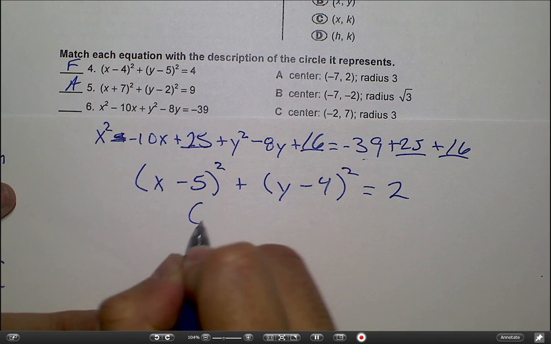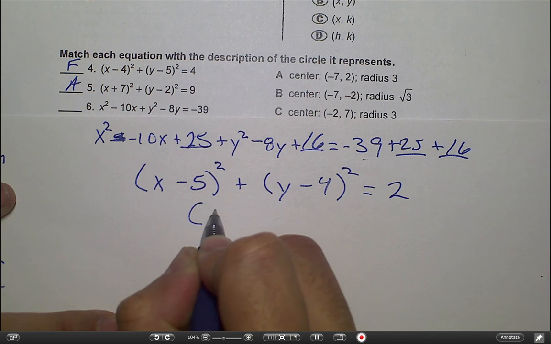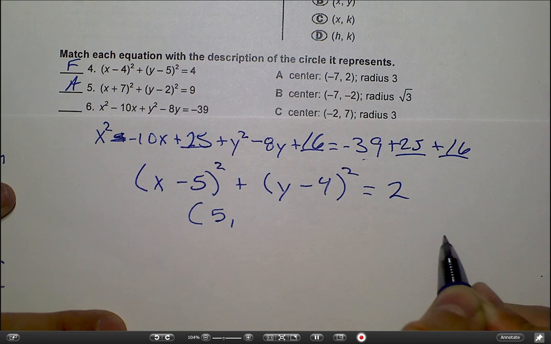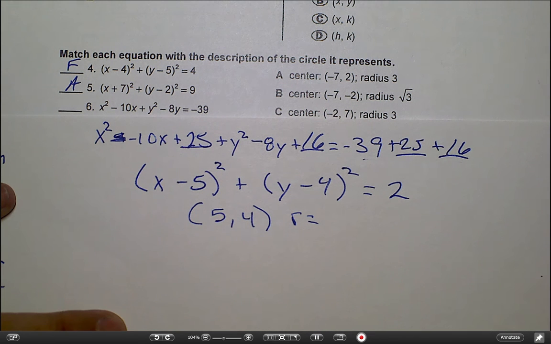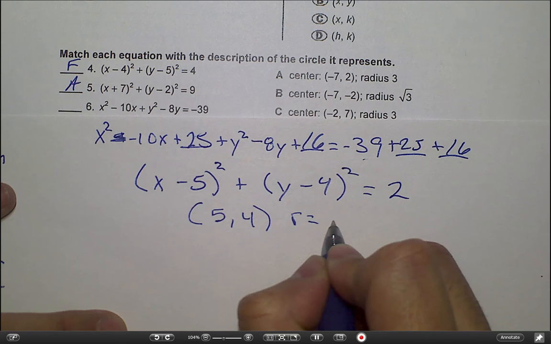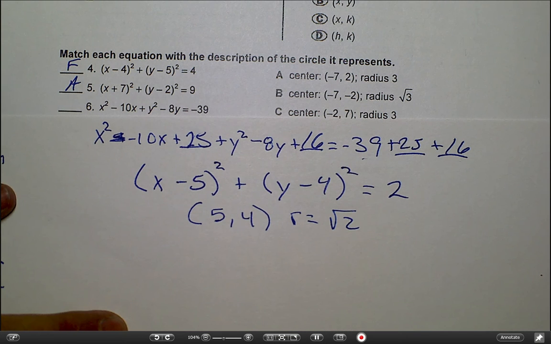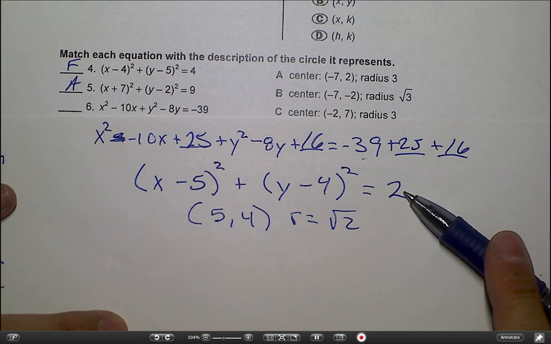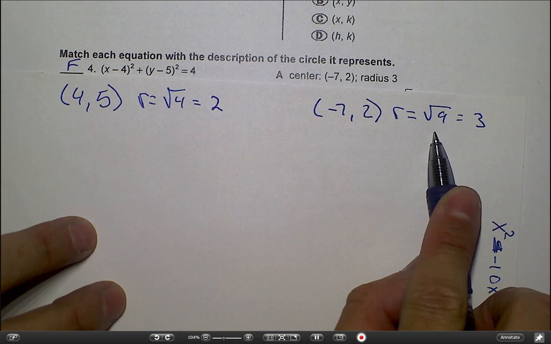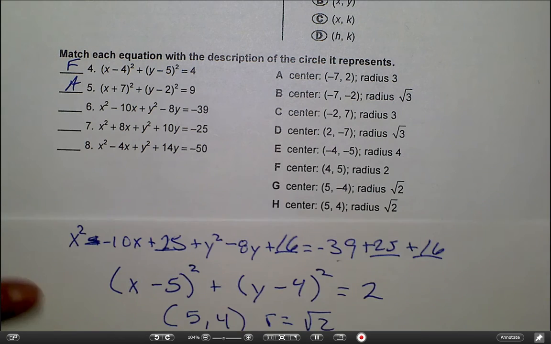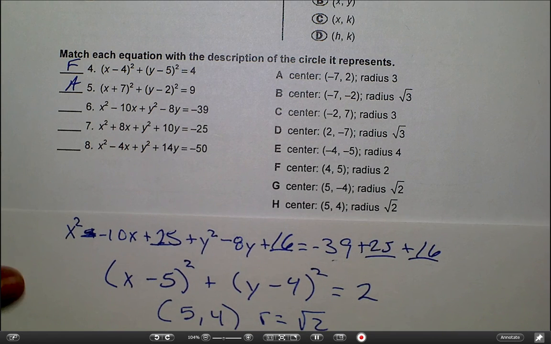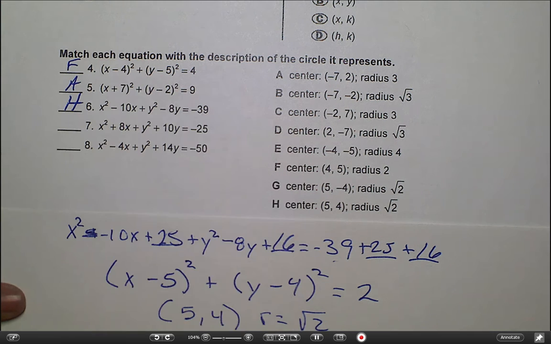So my center is going to be where? 5 and 4, and my radius is? Square root of 2, very good. I take the square root of this number. That's the reason why I was doing that on my previous problems. It's the square root of that number out there. So what letter is that going to be? H. There's H.